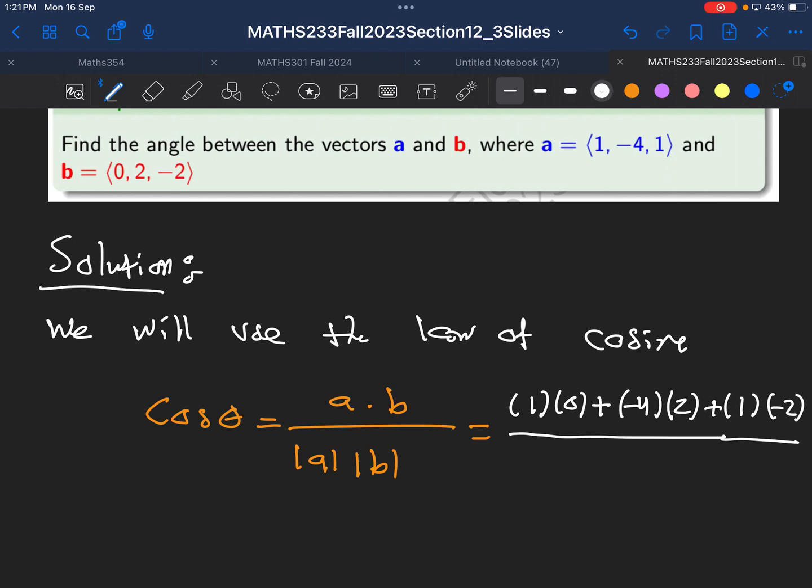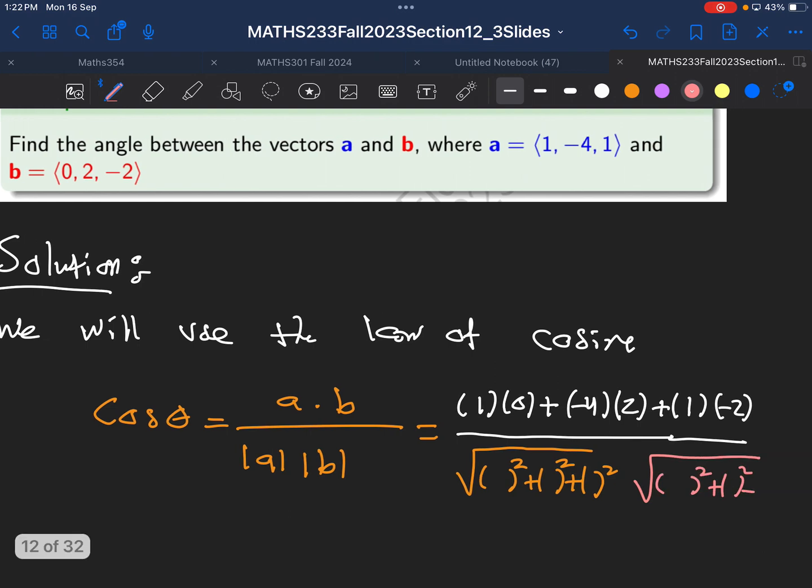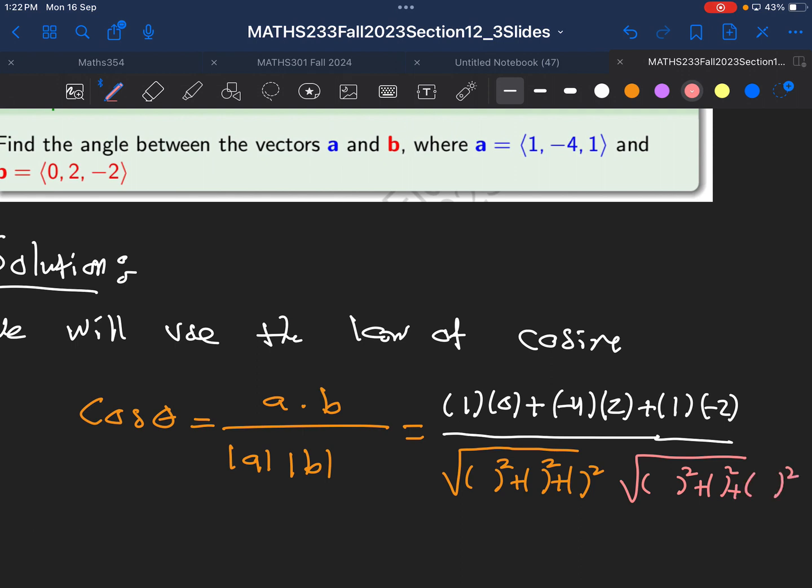That's what we write. Now, in the denominator, we write magnitude of A. So we take a square root of everything in A squared, and we add them, times another square root for everything in B, and we add them. Now what do we have in A? We have 1, negative 4, 1. What do we have in B? In B we have 0, 2, negative 2.